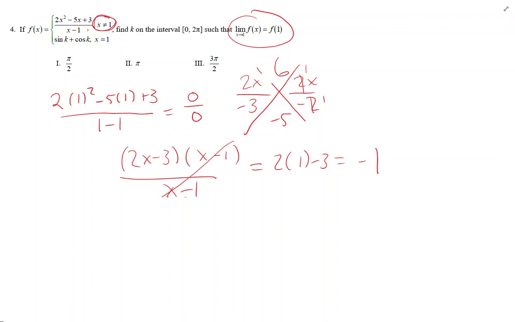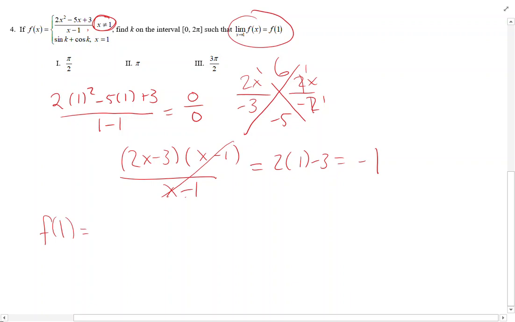Now we have to figure out what f of 1 is. For exactly 1, we don't want to look at the top equation, we want to look at the bottom. It says to use that one whenever x is equal to 1. So I'm going to plug in 1 for x, but I notice there's no x to plug into. But I do know I want this to equal negative 1, so that it matches up with my limit value.